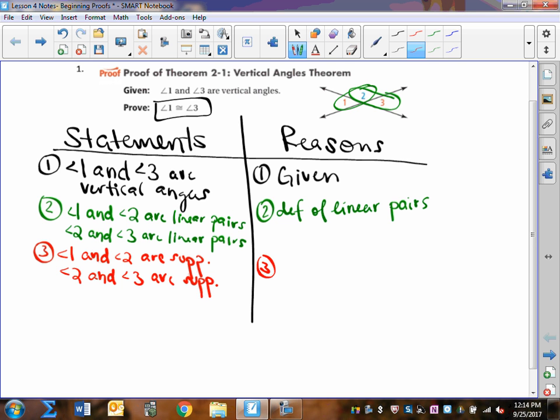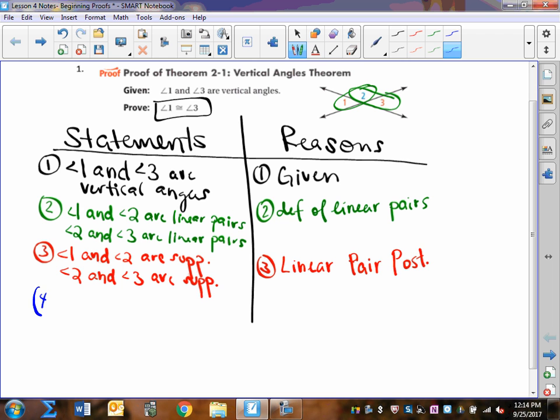So angle 2 and angle 3 are sup. And how did we know that linear pairs meant supplementary? Linear pair postulate. Good, linear pair postulate. And you can abbreviate postulate, that's good with that. Okay. And then we talked about how because they're supplementary, now we can start talking about their measures.